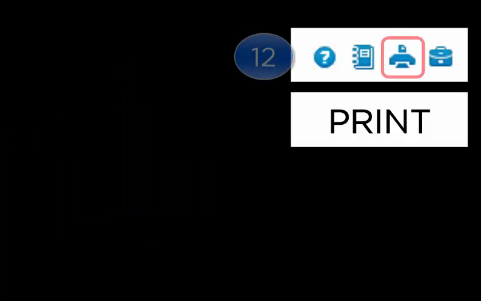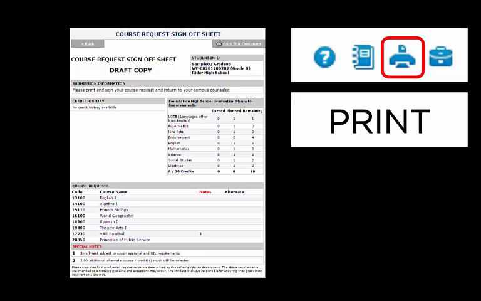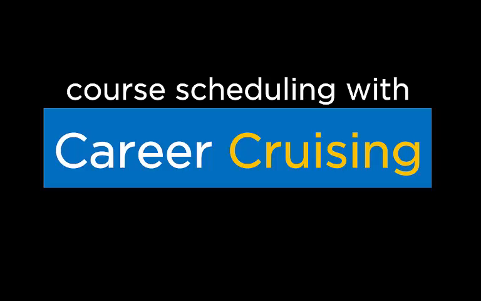Once you've done all that, there's an icon to print your sample schedule or your course selection, and that'll look something like this. Print that piece of paper or get your teacher to help you, and she'll collect those and get them to the counselors so that you can finish your scheduling process. And that's how you pick courses with Career Cruising.